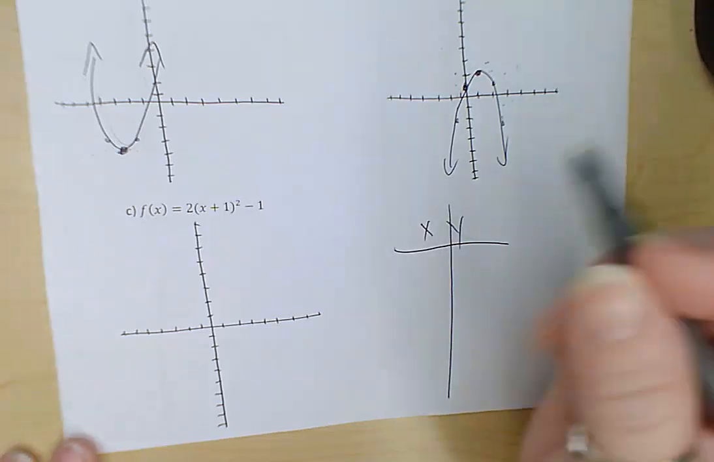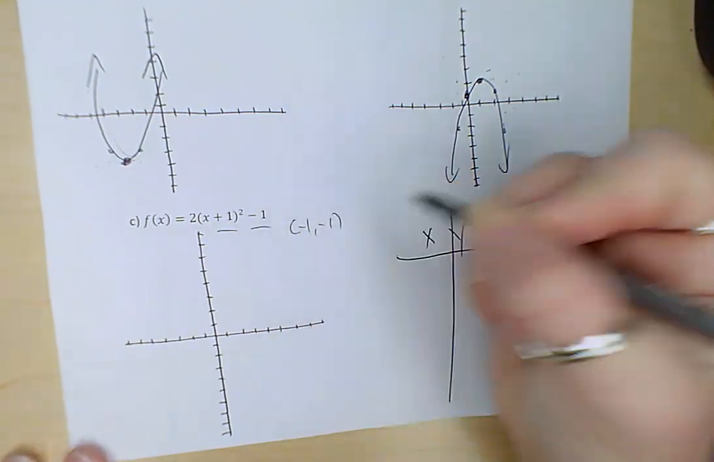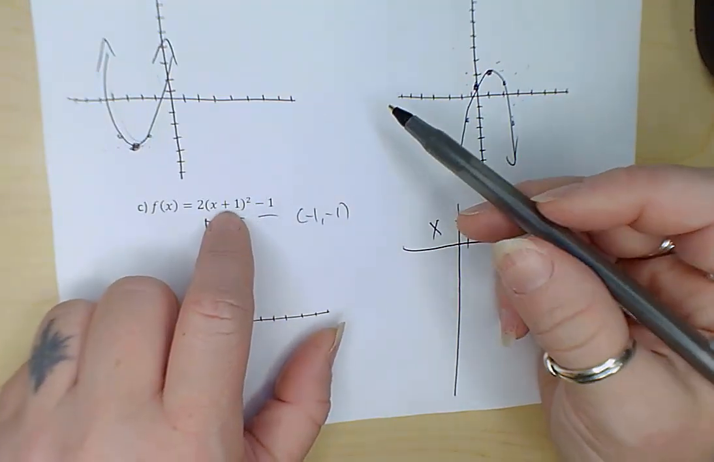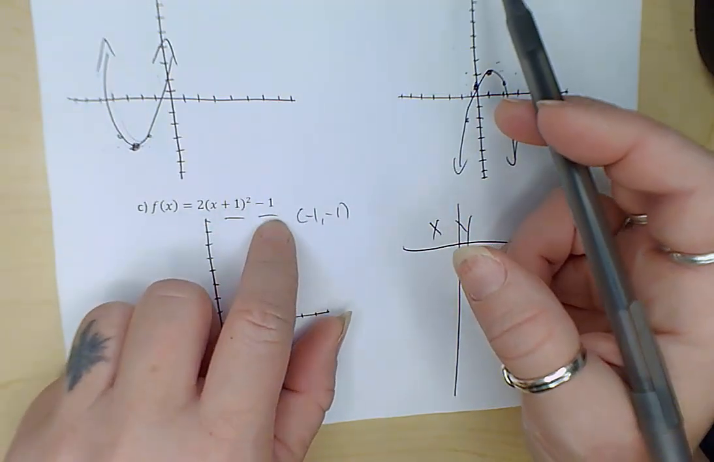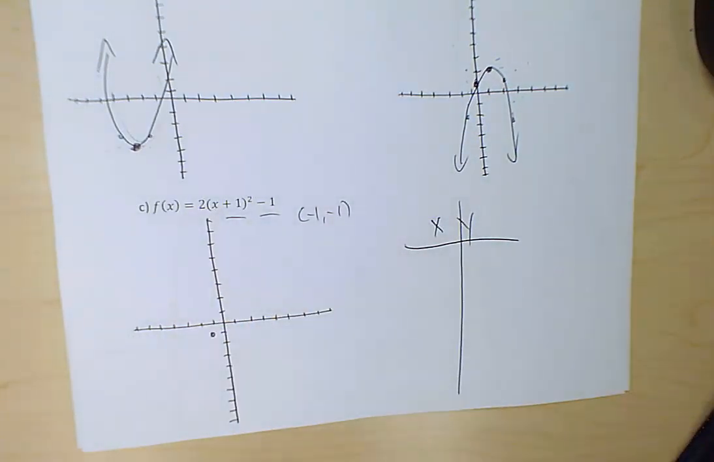So step 1 is still the same. Plot the vertex. Our vertex here would be -1, -1. Again, opposite of the inside, so a -1. Same as the outside, so -1. So our vertex is -1, -1.